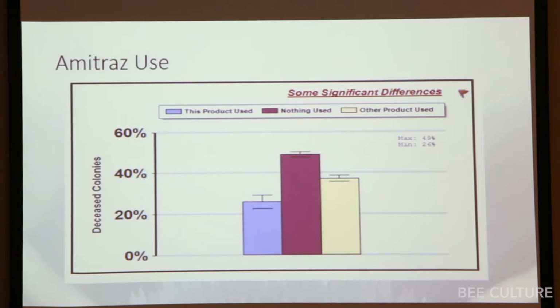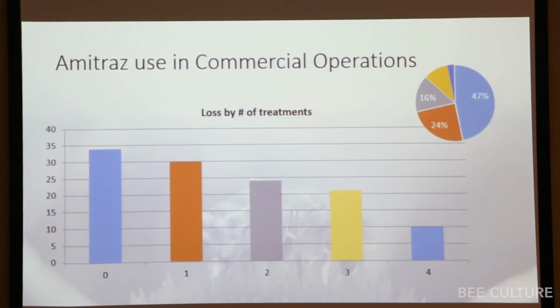Amitraz use. Consistently, people who use Amitraz lose fewer colonies than those who use nothing at all, certainly, or use another known Varroa mite control product. Amitraz is one of the newer synthetic products that have been allowed on the market. It was on the market a long time ago. They stopped using it because the company got sued for killing queens, but it's been reintroduced. And it certainly seems like a product that's associated with lower colony losses.